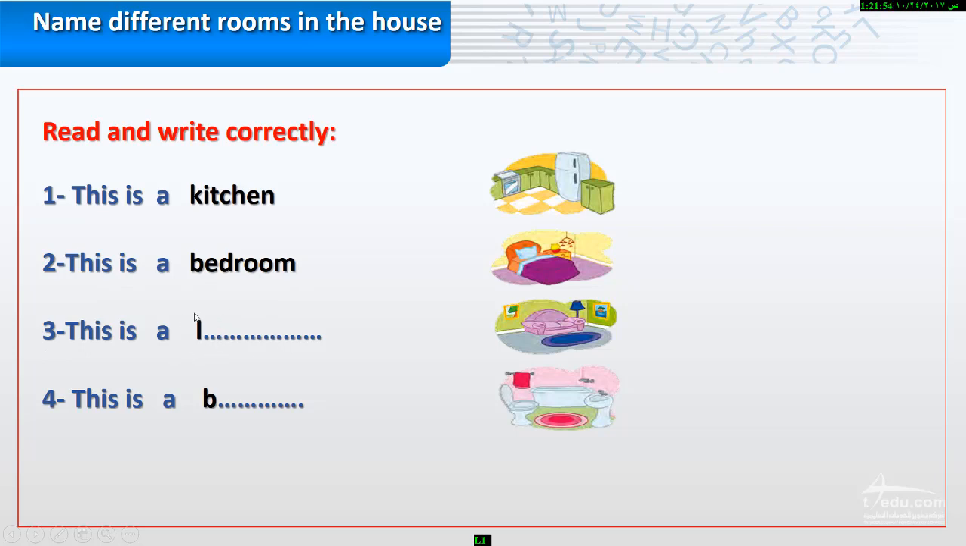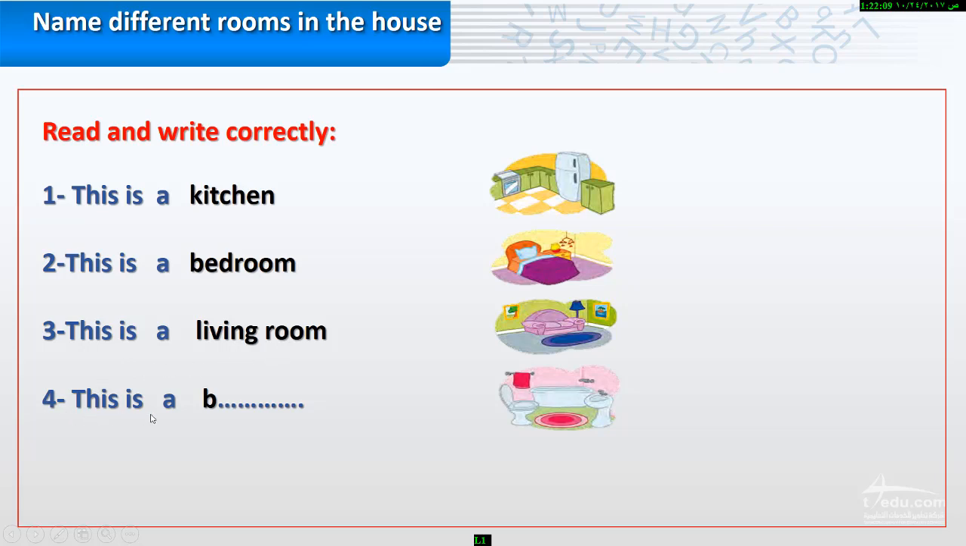Number three. This is a, and the word starts with L. L, do you remember where you watch TV? Excellent. This is a living room.